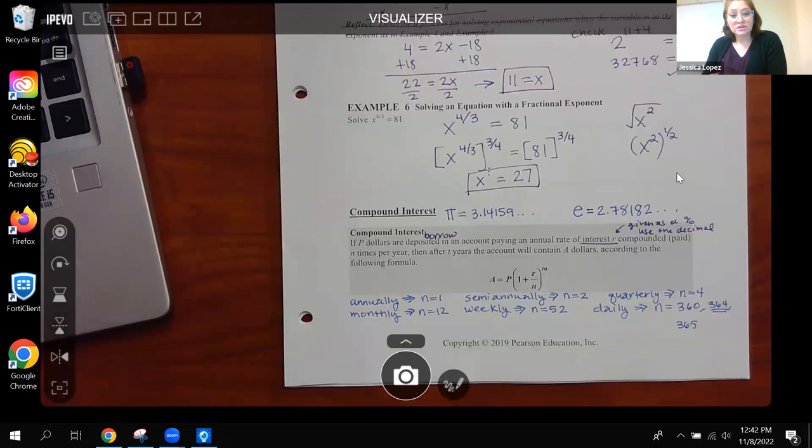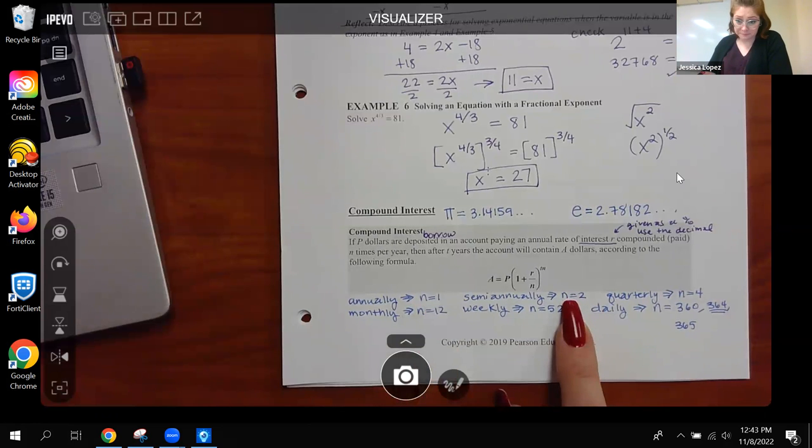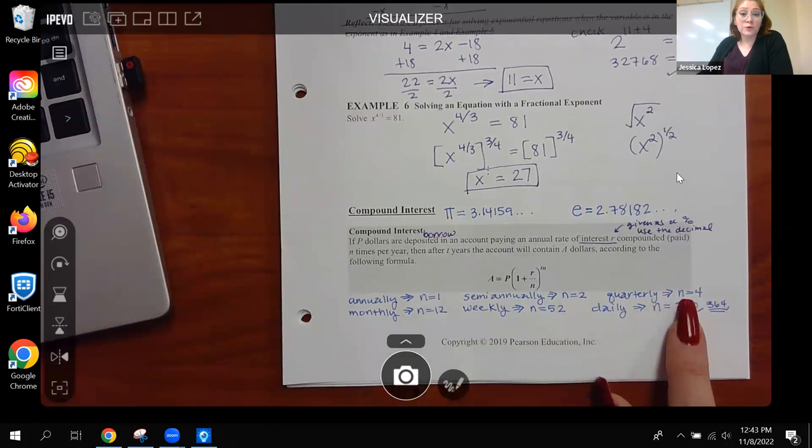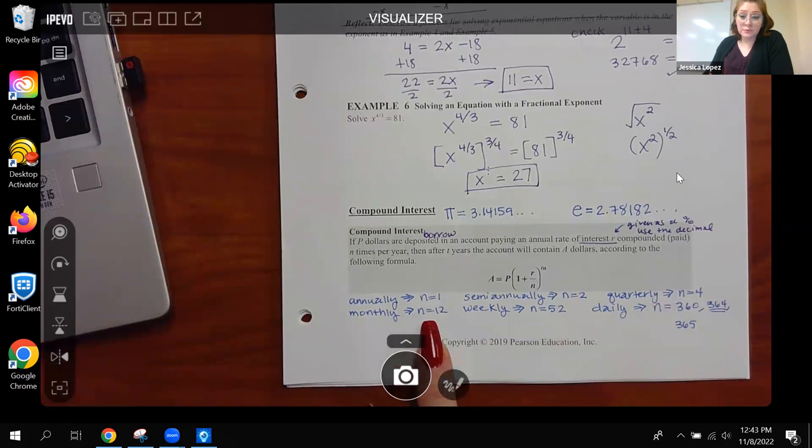Now N changes depending on the scenario, okay? So if it says that it's going to compound your interest annually, well, then that's only one time per year. So your N is one. If it says it's going to compound your interest semi-annually, that means twice per year. So N is two. If it says quarterly, that means N is four, because there's four quarters in a year. If it says monthly, N is 12, because there's 12 months in a year. If it says weekly, N is 52, because there's 52 weeks in a year.